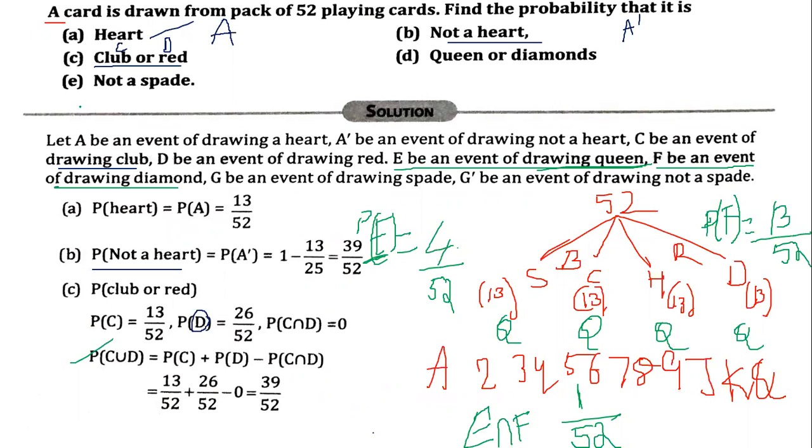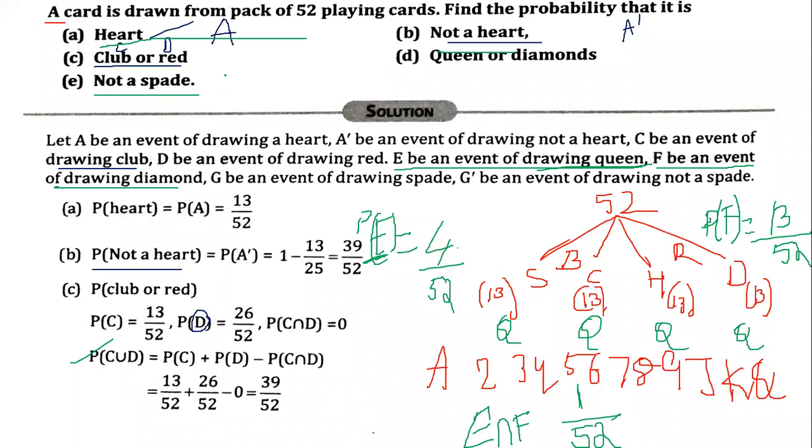Now, going to the last part: when a card is drawn from 52 playing cards, what is the probability of not getting a spade? In the first question, we understood how to draw a heart card and how to not draw a heart card. But here they have directly asked us to find out how to not draw a spade. In such questions of not drawing, you have to define two events. What are the two events? One event is about drawing a spade.